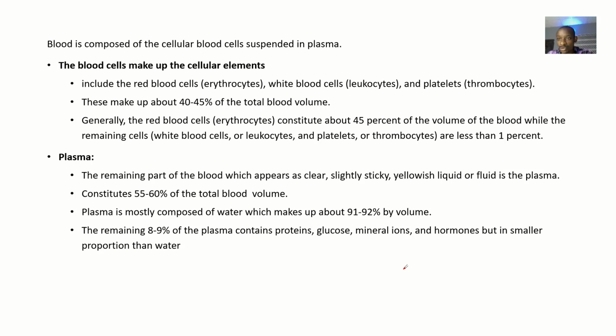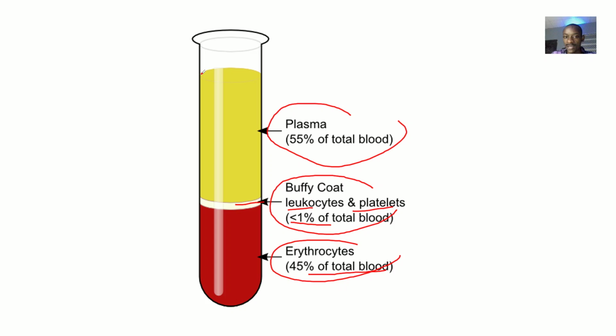So let's quickly run through the lecture on the composition of blood. We said that blood is composed of cellular blood cells, which are suspended in plasma. Now these blood cells make up the cellular elements: leukocytes, platelets, erythrocytes. The watery part of blood, the liquid, is basically the plasma.